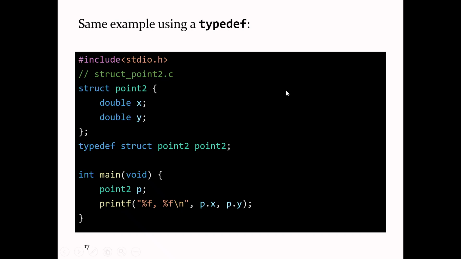This doesn't have to be the same. If you want to give it some different name, that's fine. If you want to call it PT, that's fine, whatever you want. The alias name can be whatever you want. And now I can just write point2 p, and then use p.x and p.y. So that simplifies things a little bit, I guess, kind of, sort of.